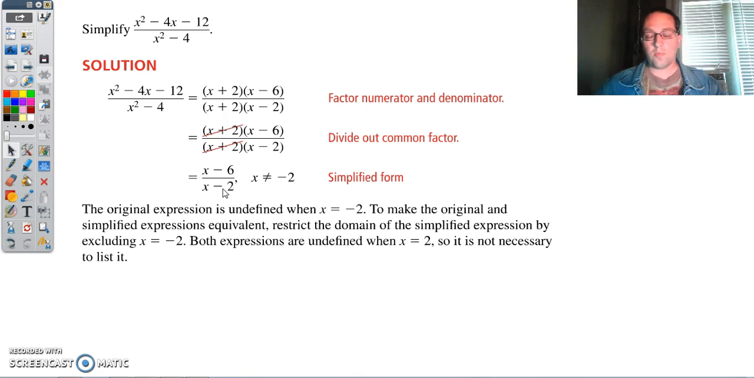You get an answer, but it doesn't work in the original, so you have to say it can't work in our simplified form either. So all you do is take whatever it is that you canceled out and set that equal to 0. Now, we don't have to say that the x minus 2 can't equal 0, because that's still in the simplified form. It doesn't work in the original, and it doesn't work in the simplified form because it's still in the simplified form. So we don't have to make an extra statement about that. We just had to make a statement about this part that we took out.